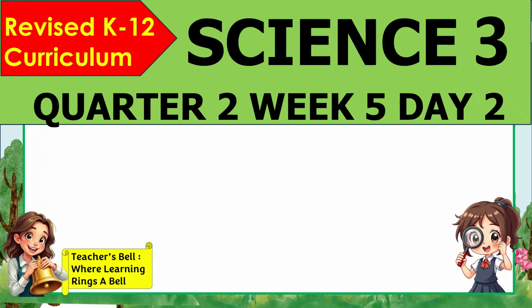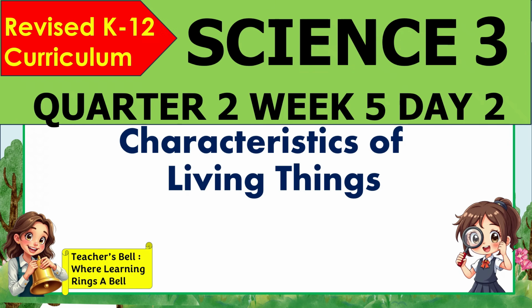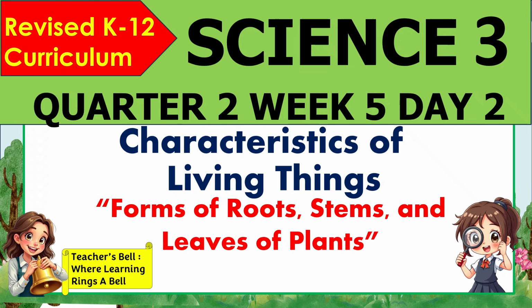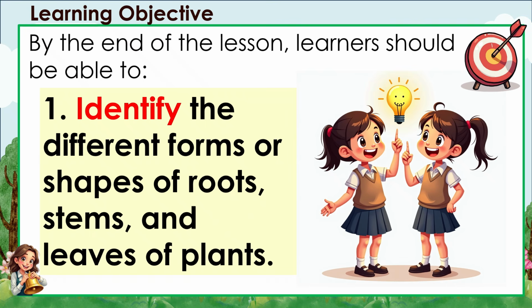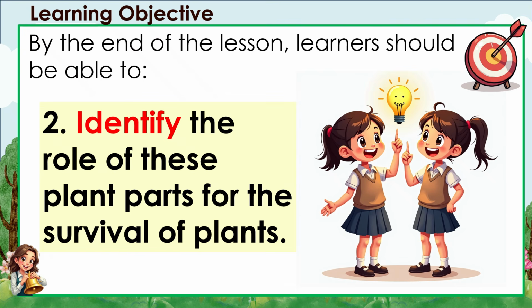Good day, everyone! Welcome to Science 3 Revised K-12 Curriculum, Quarter 2, Week 5, Day 2. Characteristics of living things. Forms of fruits, stems, and leaves of plants. Learning objective. By the end of the lesson, learners should be able to 1. Identify the different forms or shapes of fruits, stems, and leaves of plants. 2. Identify the role of these plant parts for the survival of plants.